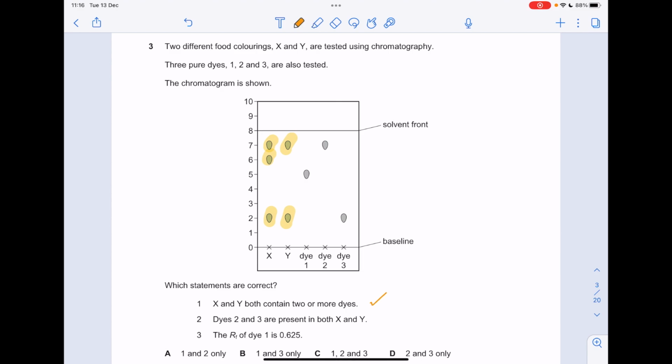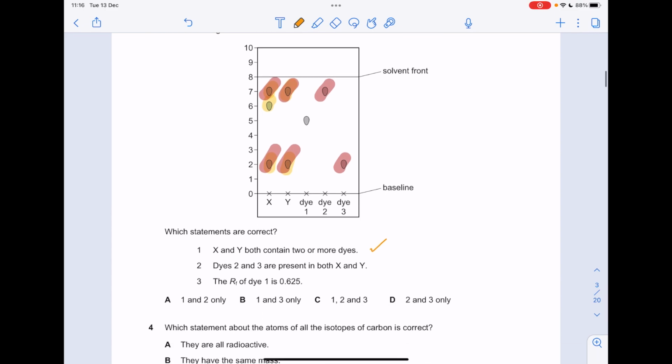Dyes 2 and 3 are present in both X and Y. Let's change colour to show you this. So here's dye 2, yes, it's present in X and Y. Here's dye 3, yes, it's present in X and Y, so that's also correct.